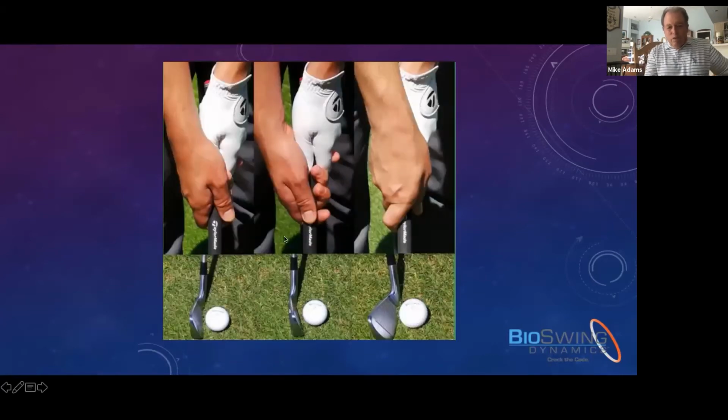And here's the reality of it. On top grip is actually an open face grip. An under grip is actually a closed face grip, and a side on grip is actually a square face grip.